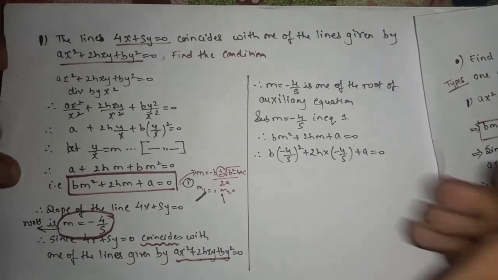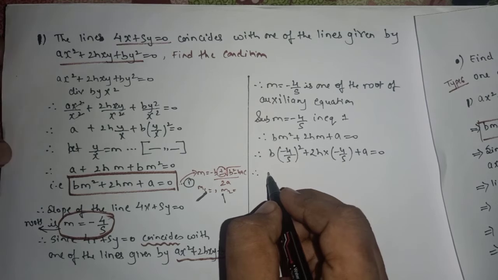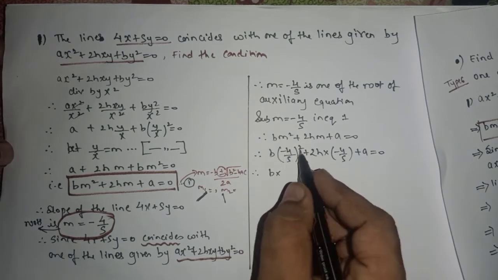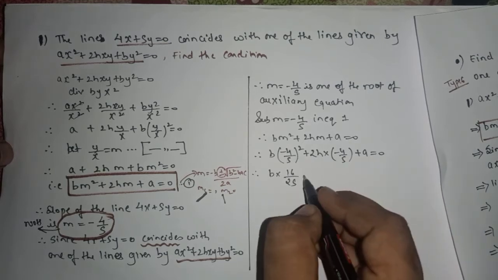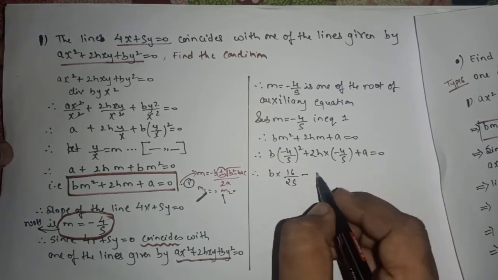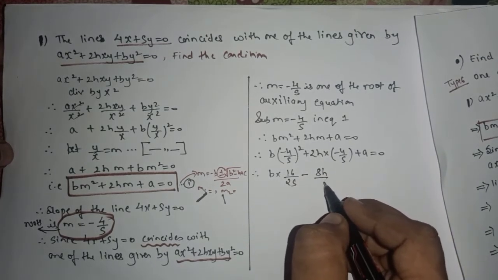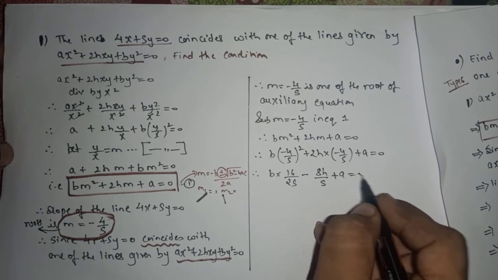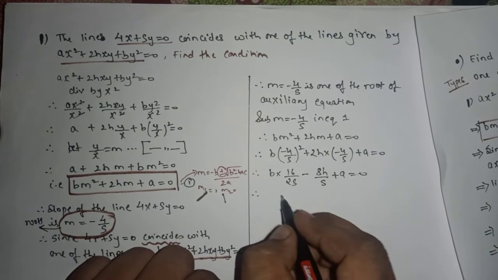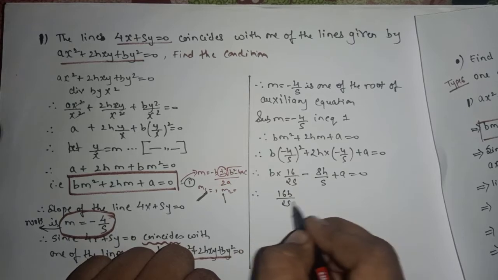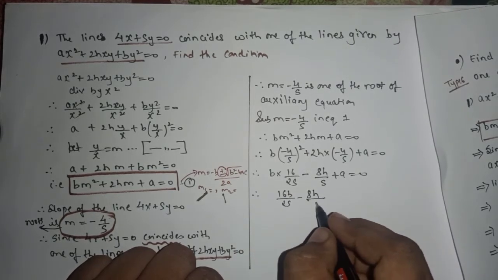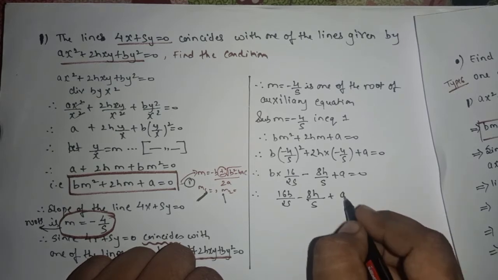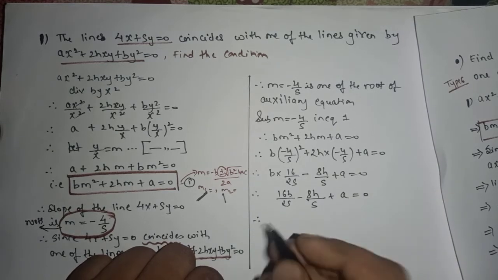So the next step will be: b into minus 4 square, 16 over 5 square, 25, plus, this will be minus 2 fours are 8h upon 5, plus a equals 0. So this we can write as 16b upon 25 minus 8h upon 5 plus a equals 0.